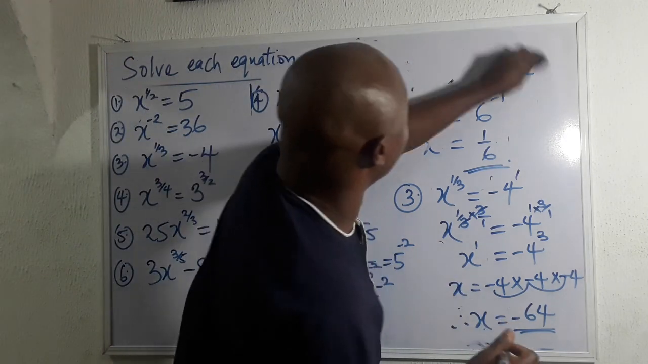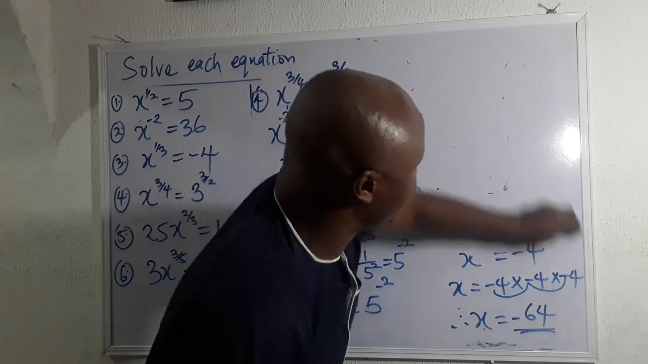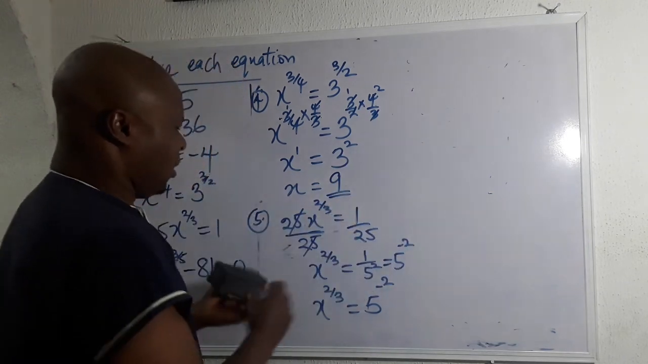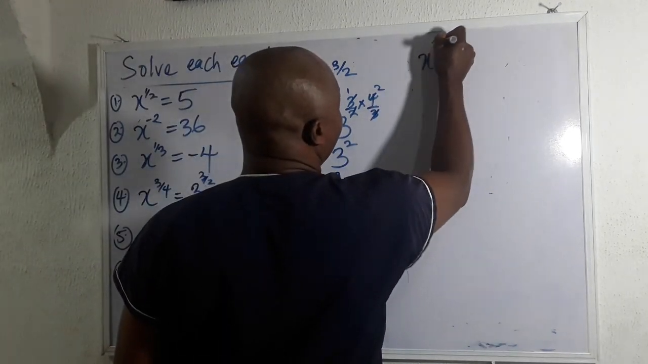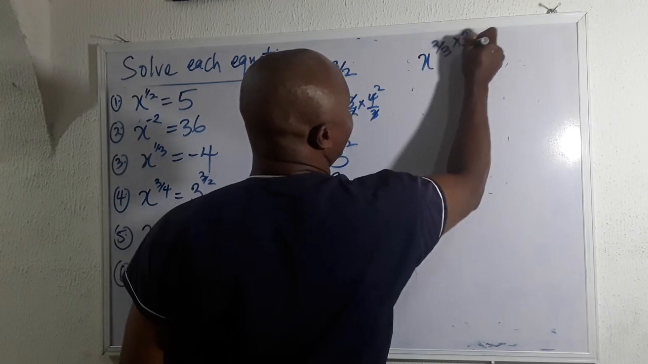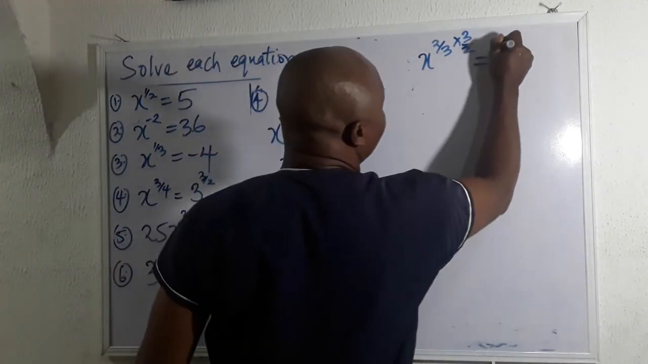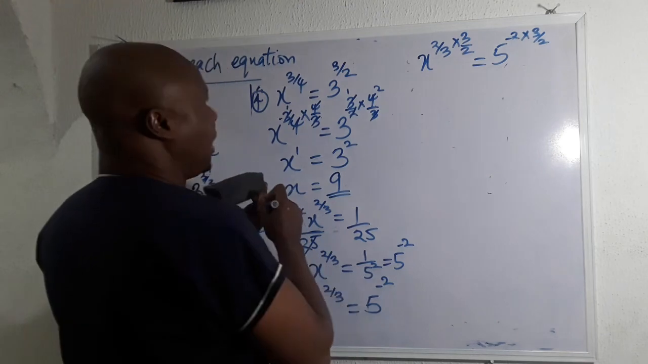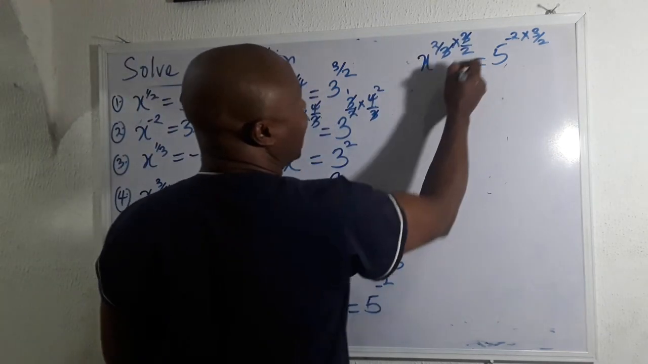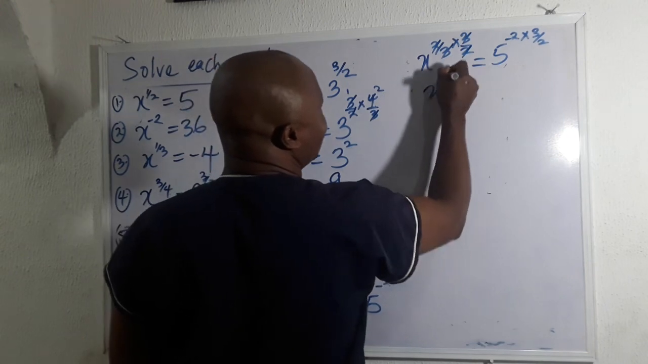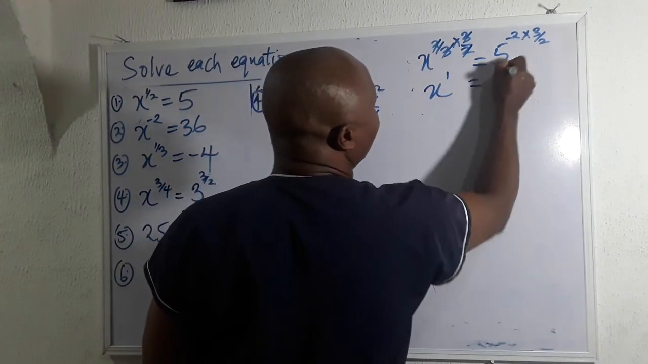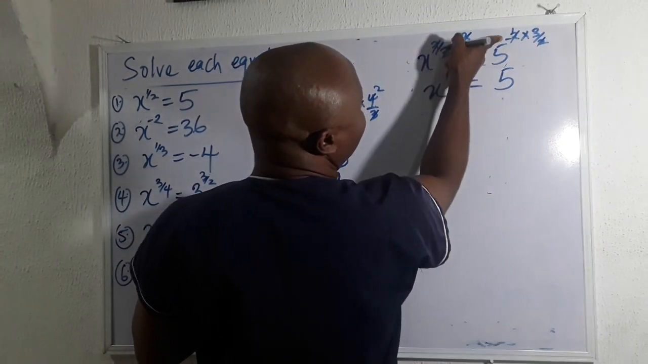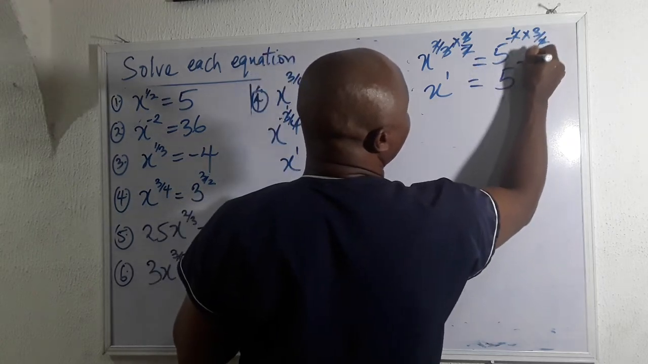So we just go ahead and this is x raised to power 2 over 3 times 3 over 2 is equal to 5 raised to power minus 2 times 3 over 2. So now 3 into 3 is 1, 2 into 2 is 1, so that is x raised to power 1 is equal to 5 raised to power, 2 into this 2 is 1, that is minus 1. Minus 1 times 3 is minus 3.